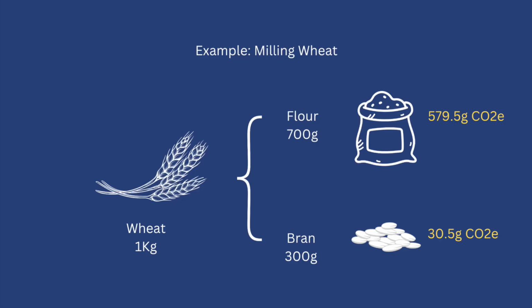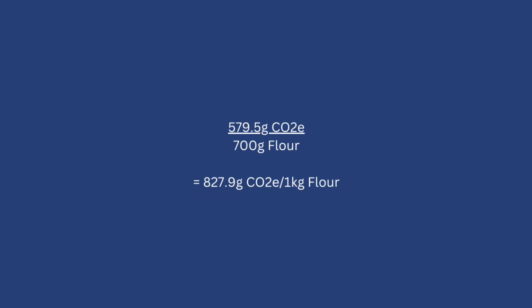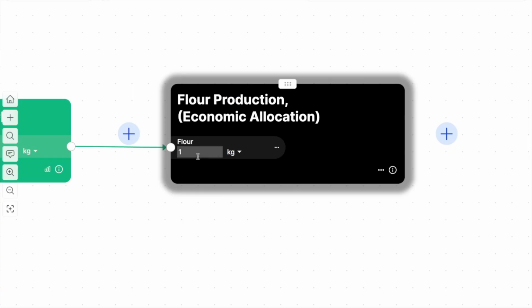To finish, we have one more step. We want to know the impact per kilogram of flour, not per 700 grams. Under this setup, almost 580 grams of carbon dioxide equivalent is attributed to 700 grams of flour, while 30.5 grams of impact would be assigned to the 300 grams of bran. To figure out the per kilogram impact, CarbonGraph automatically calculates 579.5 grams of carbon dioxide equivalent divided by 700 grams is equivalent to 828 grams of carbon dioxide equivalent per kilogram of flour. Now, whether we use 1 kilogram or 100 kilograms or any other amount downstream, we have the correct impact for our flour.